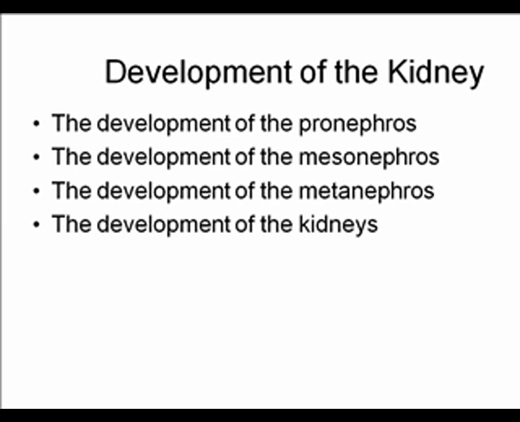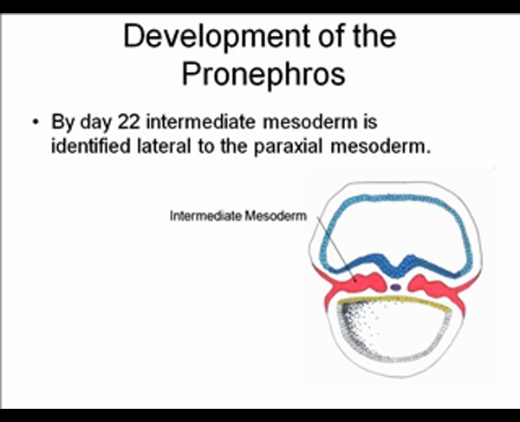To have that discussion, we've got to talk about the development of the pronephros, the mesonephros, the metanephros, and then talk about how the metanephros gives rise to the kidneys. Early in development, about day 22, we can identify the intermediate mesoderm. It is lateral to the paraxial mesoderm, and it will begin to differentiate at about day 22.